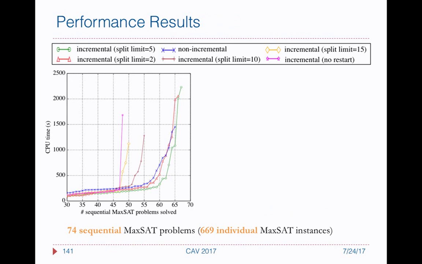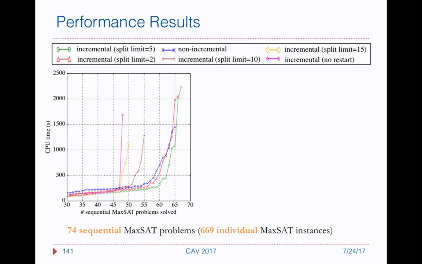Okay. I can show you some performance results here. So here are the classic cactus plots that you see for SAT and MaxSat solvers. We have solved 74 sequential MaxSat problems. So these are chains of MaxSat instances. So for a total of 669 MaxSat instances over these 74 sequences. And you can see that by going fully incremental without doing any restarts, the performance actually is very poor. Okay, so very quickly, the increasing number of new clauses prevents this incremental solver from taking a fresh look. And so a fully incremental approach does bad.